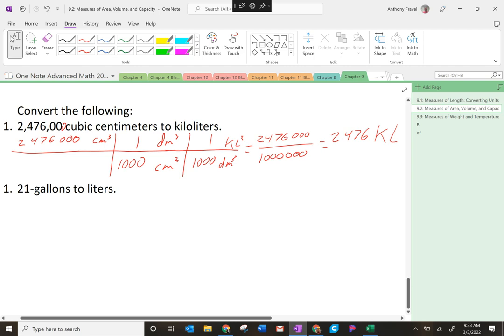Okay, this one is going to be a little bit of kind of 2 pages. I want to convert 21 gallons to liters. I'm going to give you the hint. You need to change your gallons to quarts, and there is a number for quarts to liters. I want to see if you guys can do this one. This is the last one for the day.